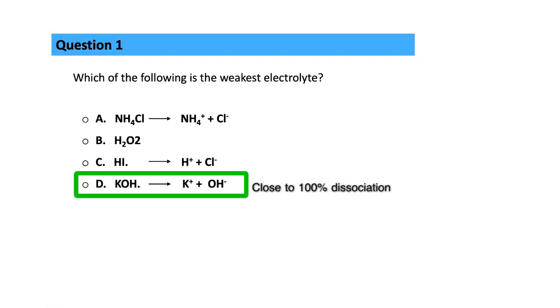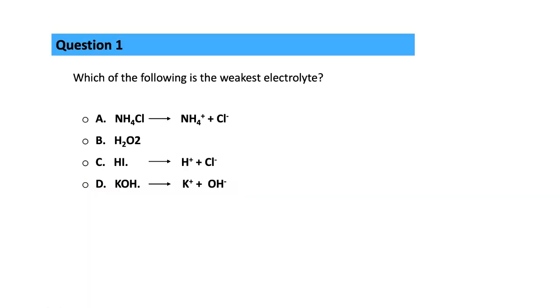Choice D. Potassium hydroxide is a strong base that dissociates close to 100% and is a strong electrolyte that conducts electricity in the water. What about choice B? Hydrogen peroxide is a weak acid dissociating less than 1% in water. Therefore, the answer is B.